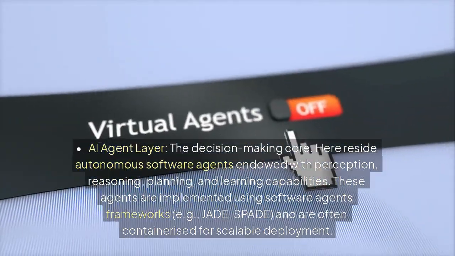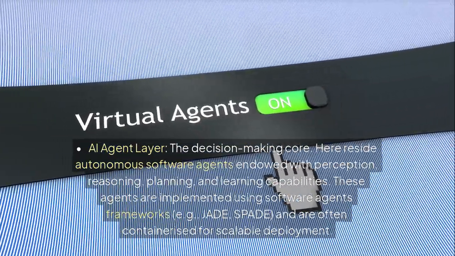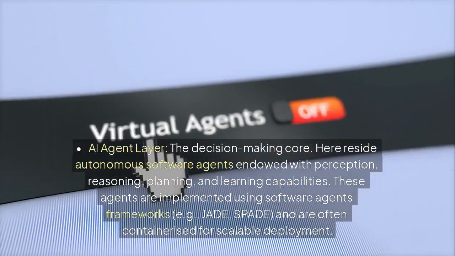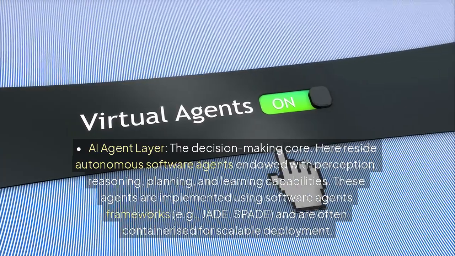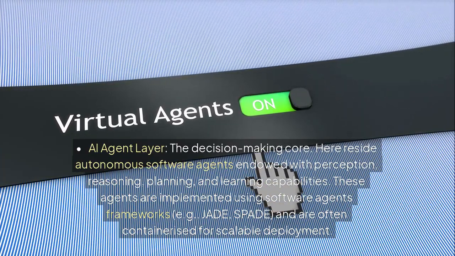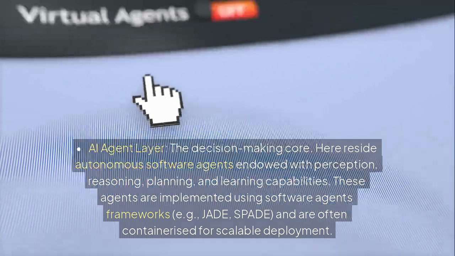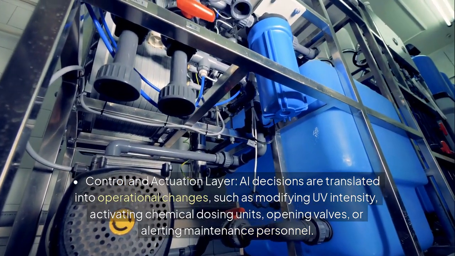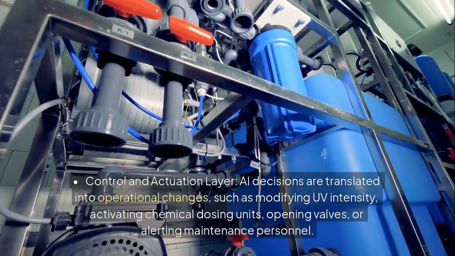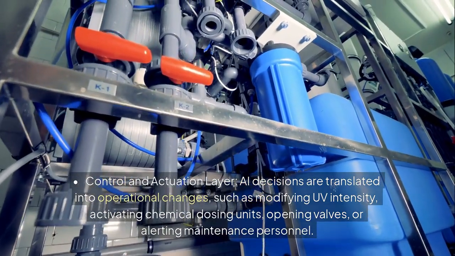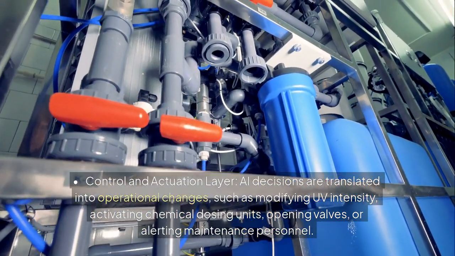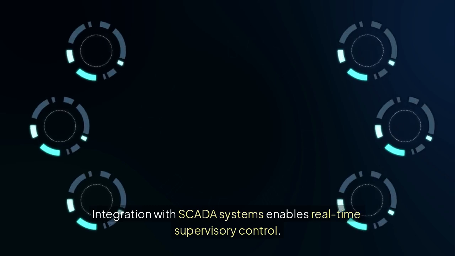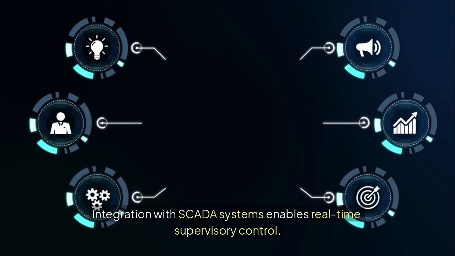AI agent layer, the decision-making core. Here reside autonomous software agents endowed with perception, reasoning, planning, and learning capabilities. These agents are implemented using software agent frameworks, e.g., JADE, SPADE, and are often containerized for scalable deployment. Control and actuation layer. AI decisions are translated into operational changes, such as modifying UV intensity, activating chemical dosing units, opening valves, or alerting maintenance personnel. Integration with SCADA systems enables real-time supervisory control.